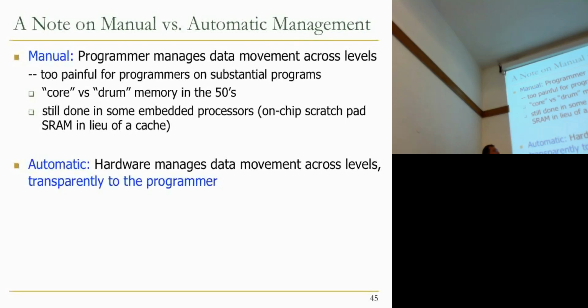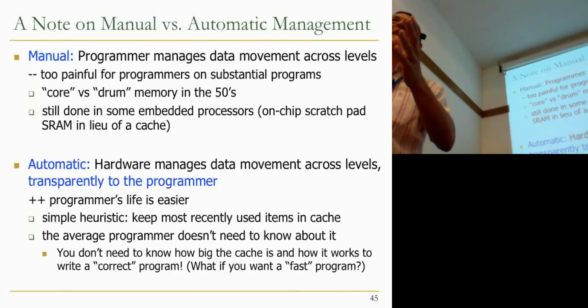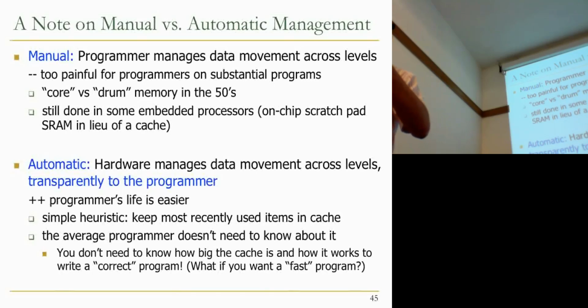Automatic management: hardware manages movement across levels. This doesn't have to be hardware. It could be a software layer also, a simple software layer that doesn't introduce a lot of overhead. But the key is it's transparent to the programmer. And the programmer's life is easier. One simple heuristic that has worked well, that Arvind touched upon in his lecture earlier, is keep most recently used items in the cache. That's the LRU principle, right? Least recently used principle. Although sometimes random replacement works nicely too. It'd be good to understand actually when it works and when it doesn't work, and if we can actually evaluate it well.